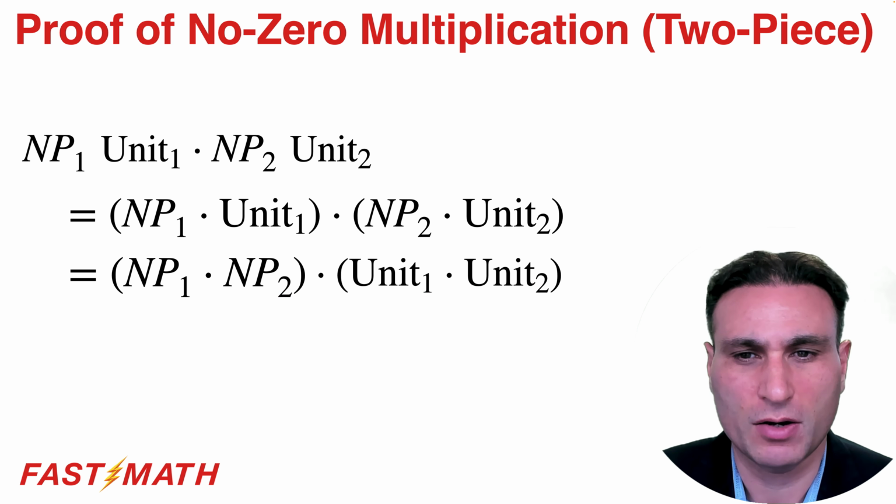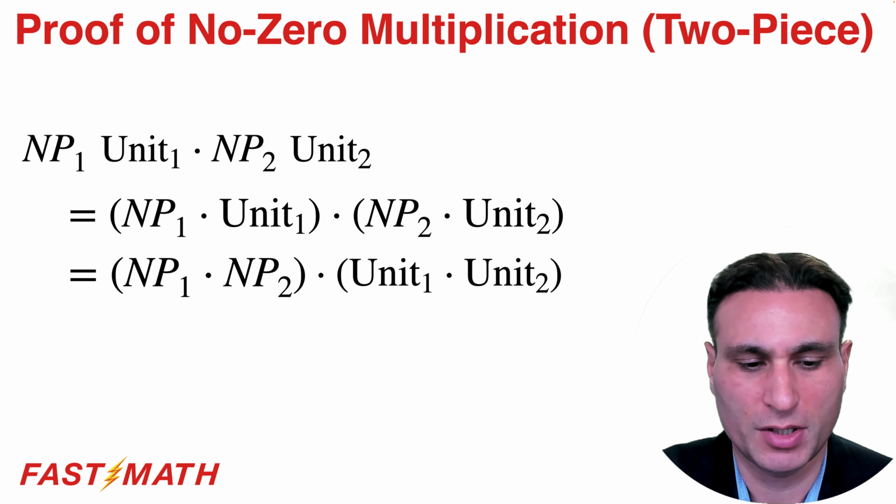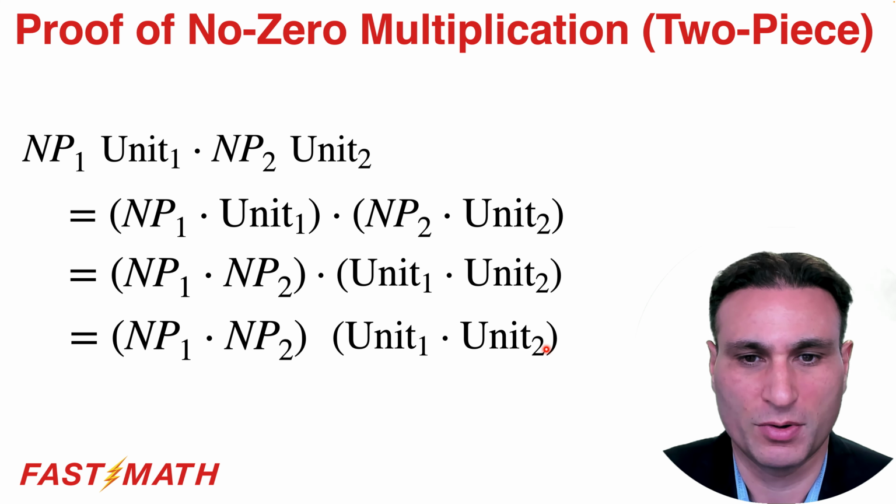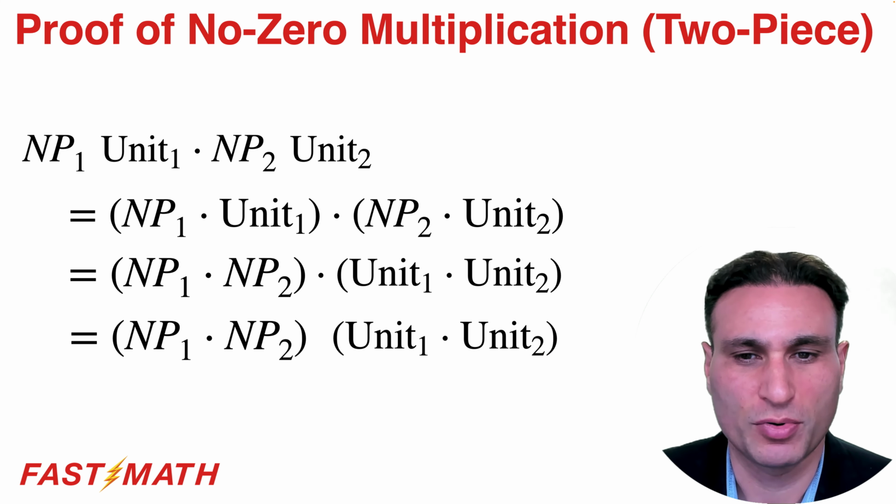And when we write this down, we don't write down the multiplication symbol here. We just write down the results of the numerical portions multiplied together and the result of the units of magnitude multiplied together. Note, this result will also be a unit of magnitude. So this is a proof of no-zero multiplication for arbitrary numbers.